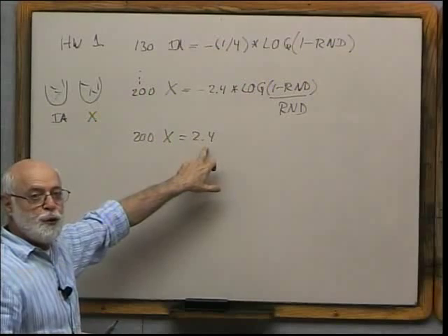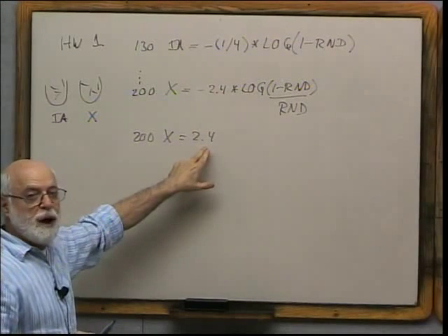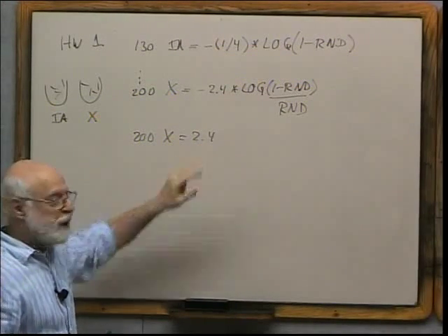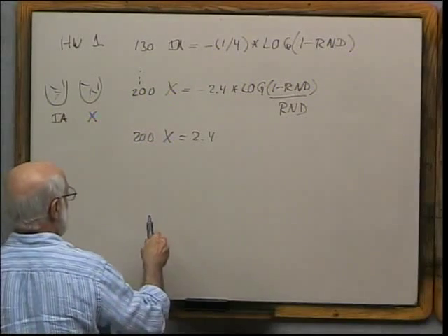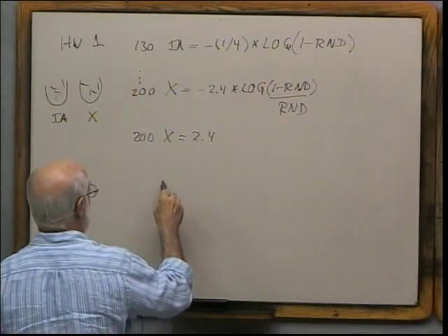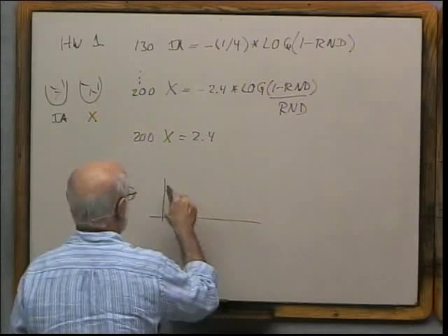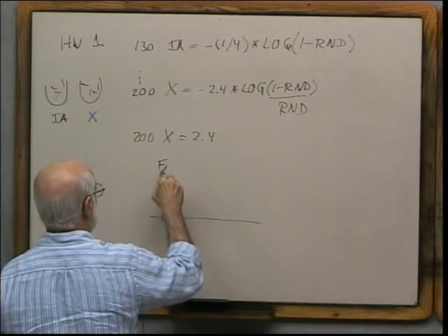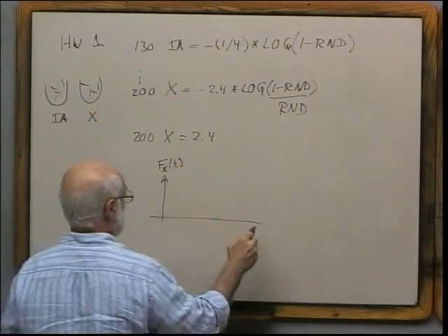Okay, now why would that come out of the inverse transform method? So let me illustrate that. Suppose I looked at the service times and I drew their distribution function. So here is a distribution function. There's t. Here is the value 2.4.